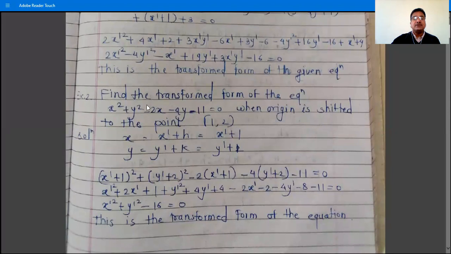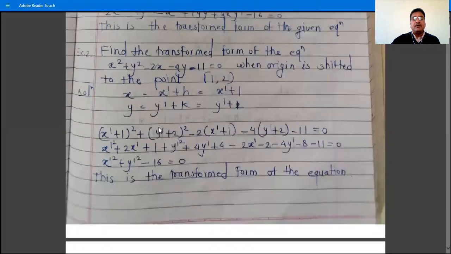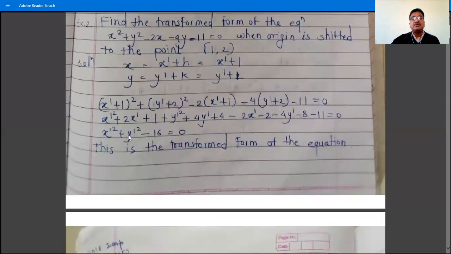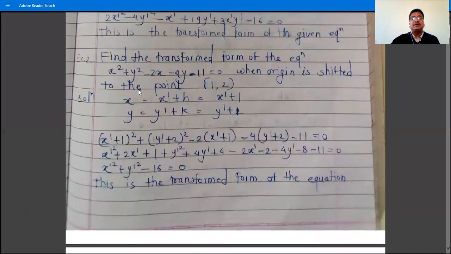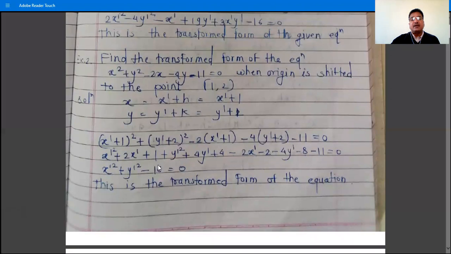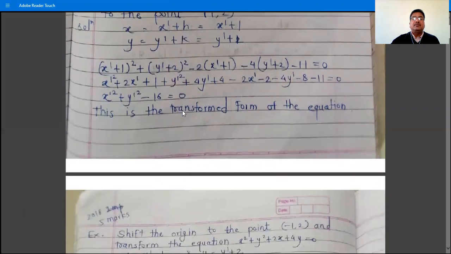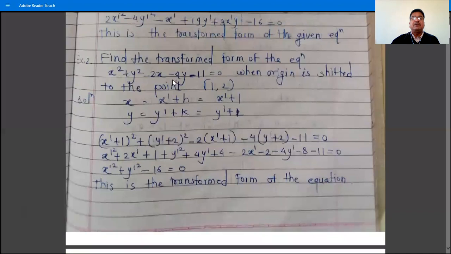Actually, this is the equation of a circle in general form, and this is the equation of the circle in standard form: x'^2 + y'^2 = 16. 16 means 4 squared. This equation is the equation of a circle with the new center (1, 2), the center of this circle is the new origin, and the radius is 4. So this is the transformed form of the given equation.